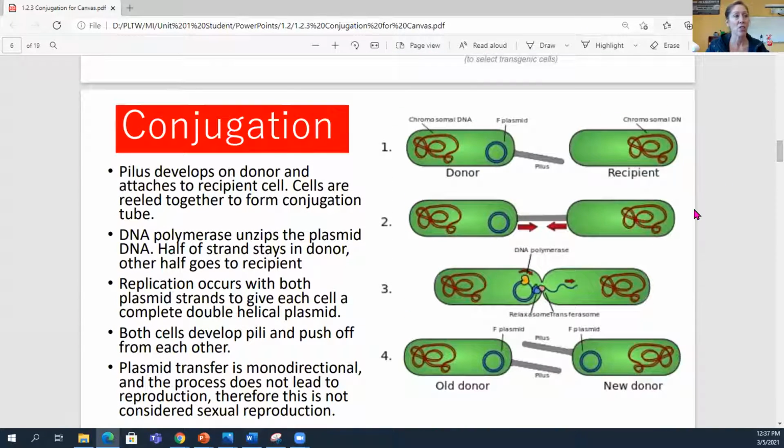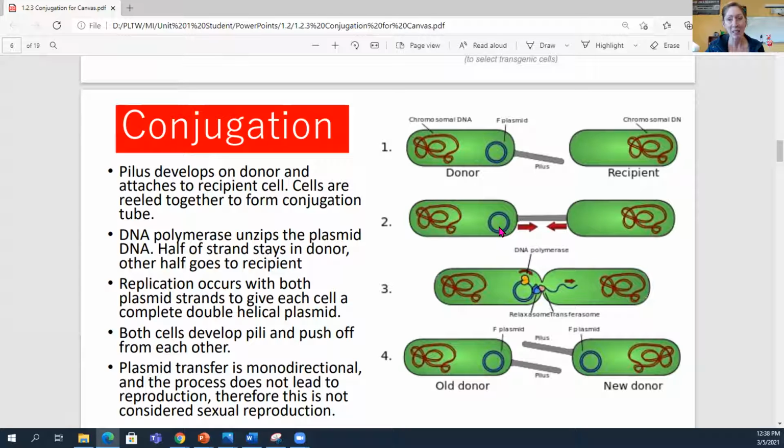So in conjugation, you have your two different bacteria, and one of the bacteria, the donor, has a plasmid that it wants to pass along to the recipient cell. It's going to extend a pilus to attach to the recipient, and then they'll get reeled together by the pilus so that they're in contact with each other. They form a little conjugation tube that is going to allow the passage of the plasmid from one cell to the other.